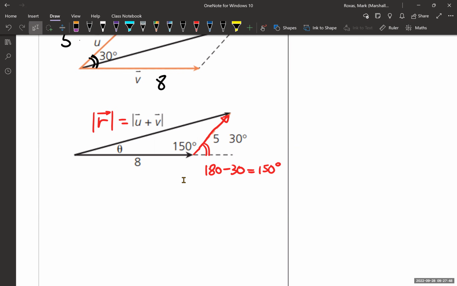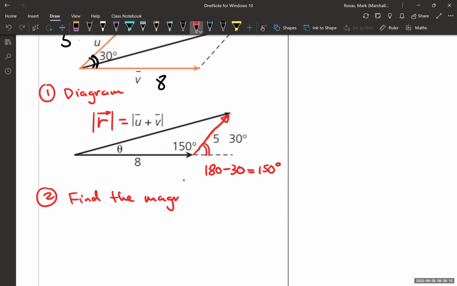We have two sides given. We have the 8 and the 5 and the angle between them. There is a trigonometry law that we can use to solve this. If you remember, Kiara, cosine law. Perfect. So step 1, diagram. It's going to remind us of steps again. Step 2, find the magnitude using the cosine law.